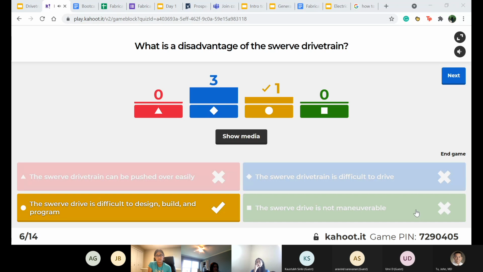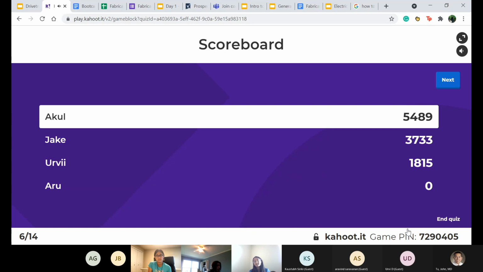Like we just said, the swerve has really good pushing power and it's very maneuverable, but the main disadvantage of the swerve drivetrain is that it's difficult to design, build, and program. But if you can build, program and design it, it's called the ultimate drivetrain because it has so many advantages. It is harder to drive than a tank drive, though, so you guys were also correct.